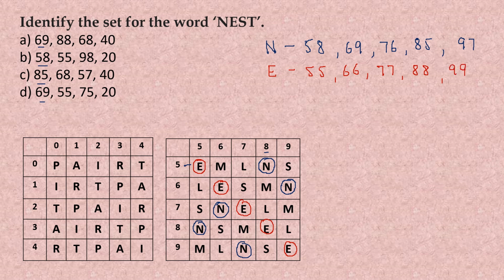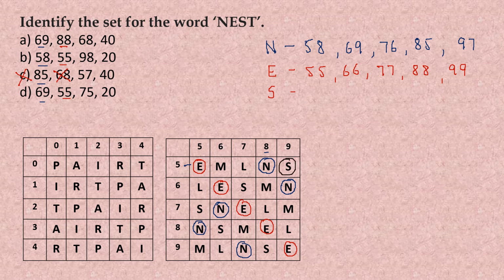So this one was simple, isn't that so? So we check for this here. 88 is present, 55 is present, but we don't have 68, so option C is ruled out here. Now we are left with three options, that is A, B, and D. So now we need to check with the next letter, that is the letter S. So let us use a different color for S.